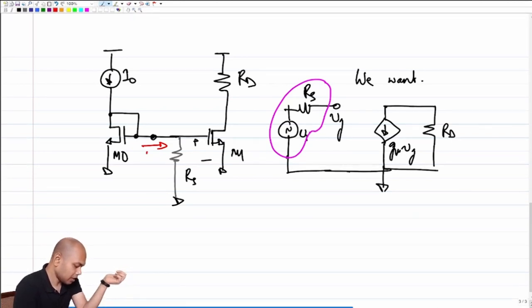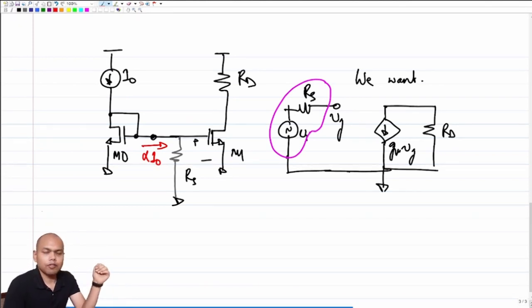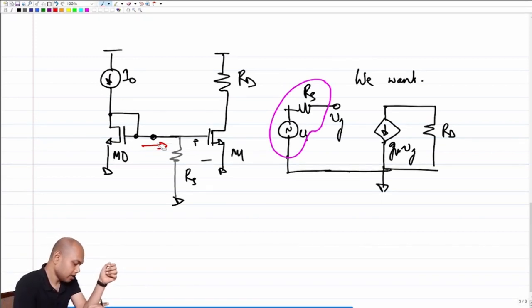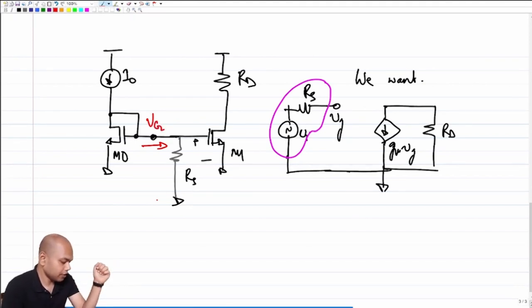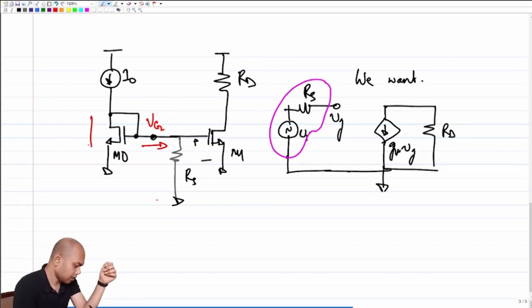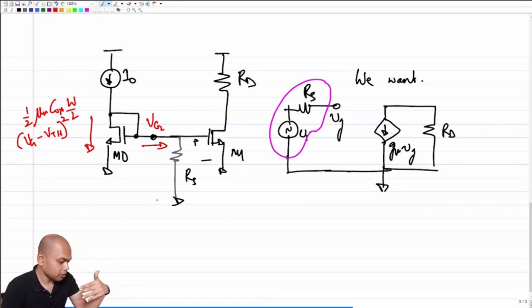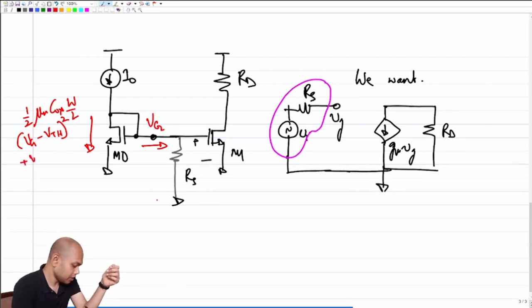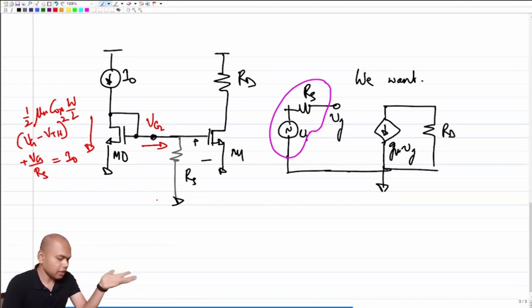So some part of I0, let's say alpha times I0, will flow into RS. You can very accurately find out what alpha times I0 is by simply writing out the equations. Let's assume this develops a voltage VG. The current through M0 will be half mu n Cox W over L times (VG minus threshold voltage) squared, and the current through RS will be VG over RS. So the sum has to be equal to I0, and then this is a quadratic equation. You solve the quadratic equation and you will get a value of VG.